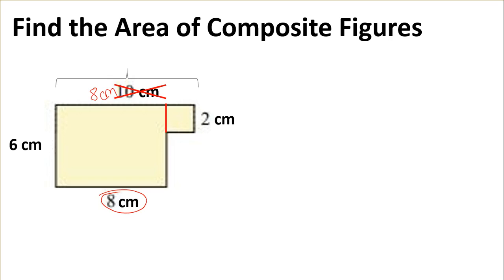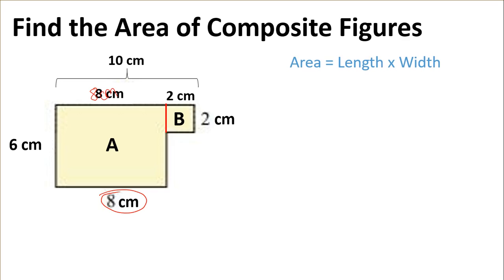Well, if the whole thing was 10 centimeters, and we know that the rectangle on the left, A, is going to be 8 centimeters, then that means the length of the rectangle on the right should be 2 centimeters. So 8 centimeters plus 2 centimeters equals that 10 centimeters, but we separated them into two different rectangles. Here, we can now find the area of each of our rectangles.